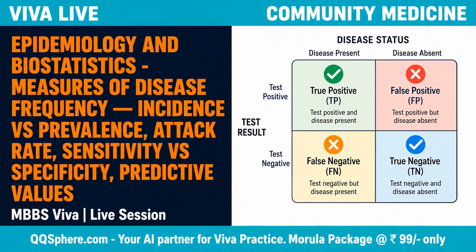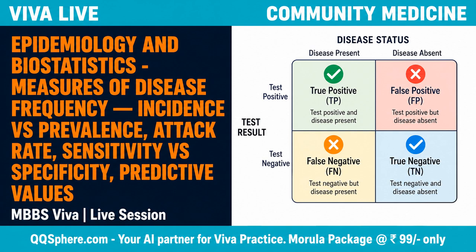Specifically regarding descriptive epidemiology, what are the key features or questions it aims to address, often referred to as the who, where, when? Mainly it talks about incidence and prevalence, attack rate, sensitivity versus specificity, and predictive values, the positive predictive value and the negative predictive values.